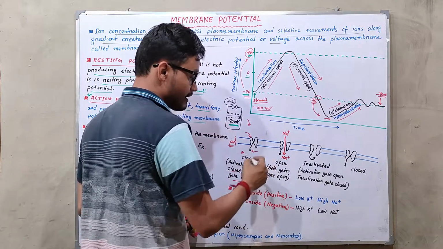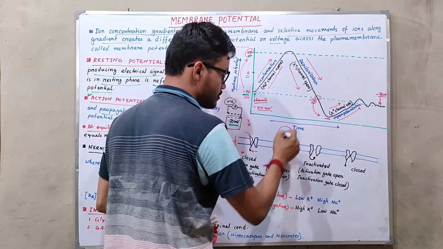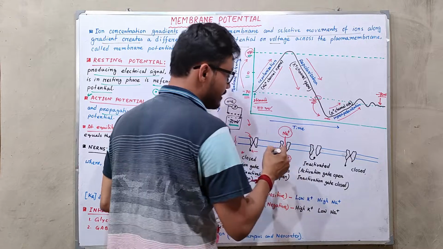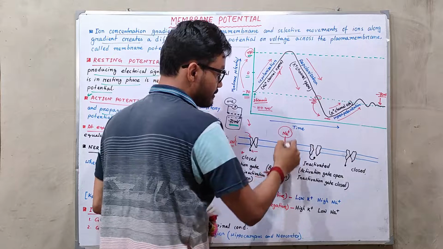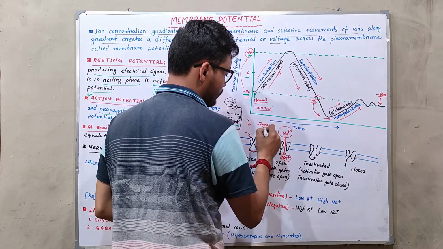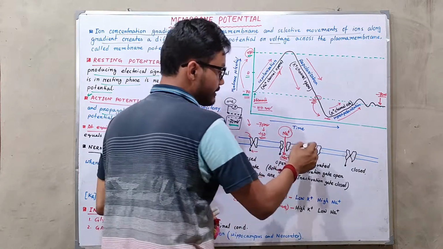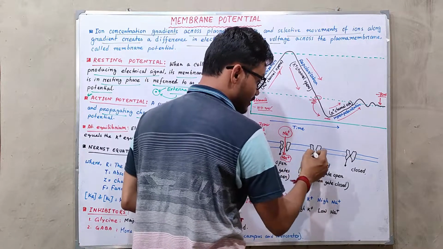That means the activation gate and inactivation gate both get opened and the maximum influx of sodium ions occurs, and this influx creates a depolarization. That means opening of the Na plus channels creates a depolarization and the membrane goes from minus 70 millivolts to plus 30 millivolts. After that, these channels are partially inactivated. That means activation gates are still open.